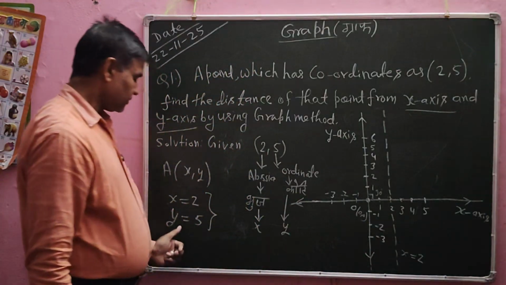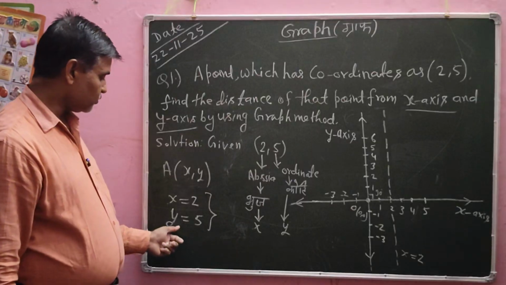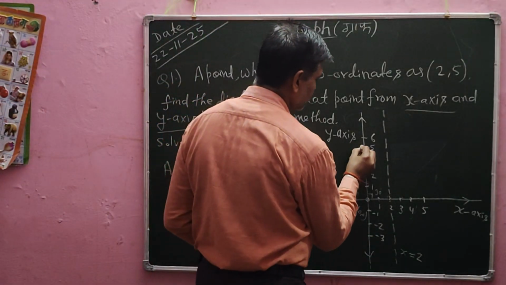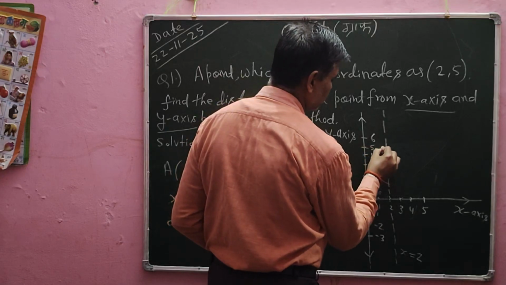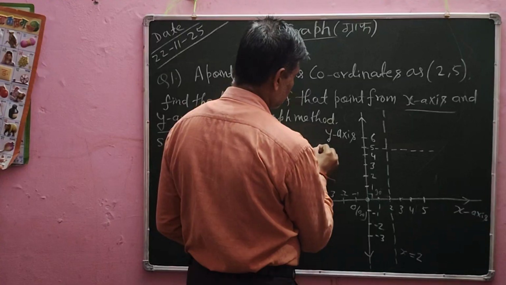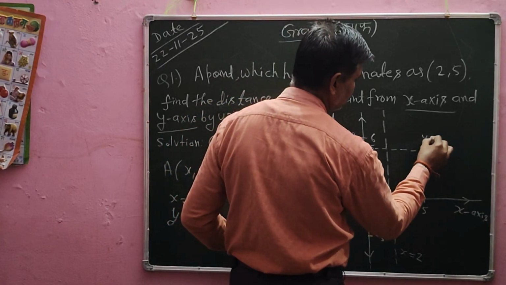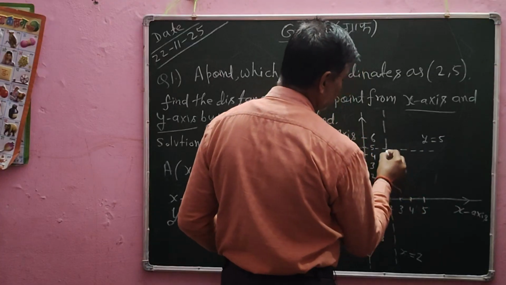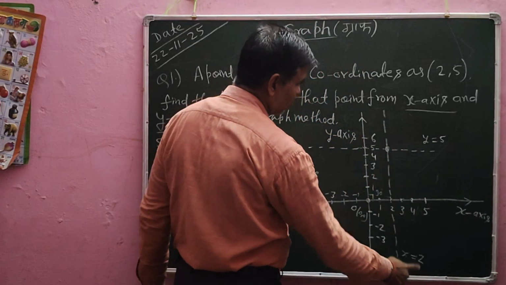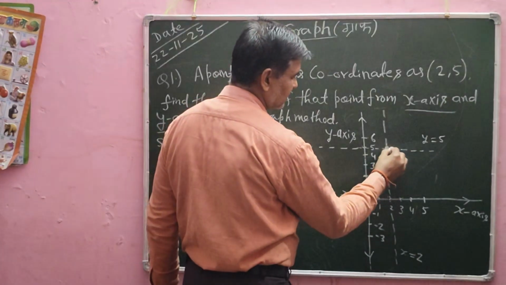Similarly, I will draw the y is equal to 5 line, which is parallel to the x-axis. It means a line which is passing through this point. So I will say this is the line passing through y is equal to 5. This is the y is equal to 5 line. So here I have got an intersection. It means that the x equal to 2 line and the y equal to 5 line are both intersecting at this point.